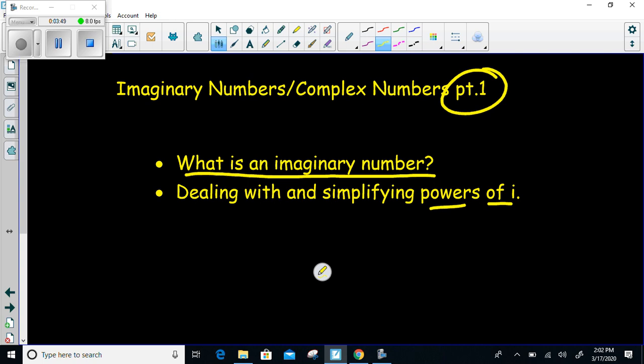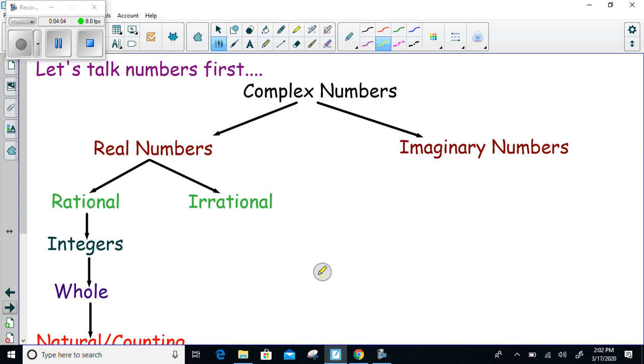That said, let's get into this, starting first with imaginary numbers, what they are, complex numbers, and I'll differentiate between what an imaginary versus what a complex number is, and how that fits into the real number system. So here we go. This is a schematic that I have been using over the years, so let's talk about numbers first.